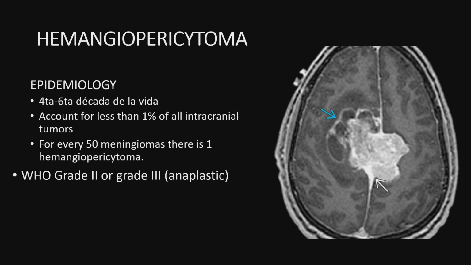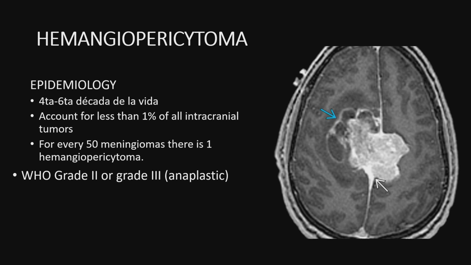contrasted MRI that shows a large heterogeneous enhancing mass attached to the falx. We can see that it depends on the falx, and in the imaging it can mimic the much more common atypical meningioma. However, hemangiopericytoma was diagnosed at surgical resection in this patient. It's a WHO grade 2 or grade 3, we call it anaplastic.